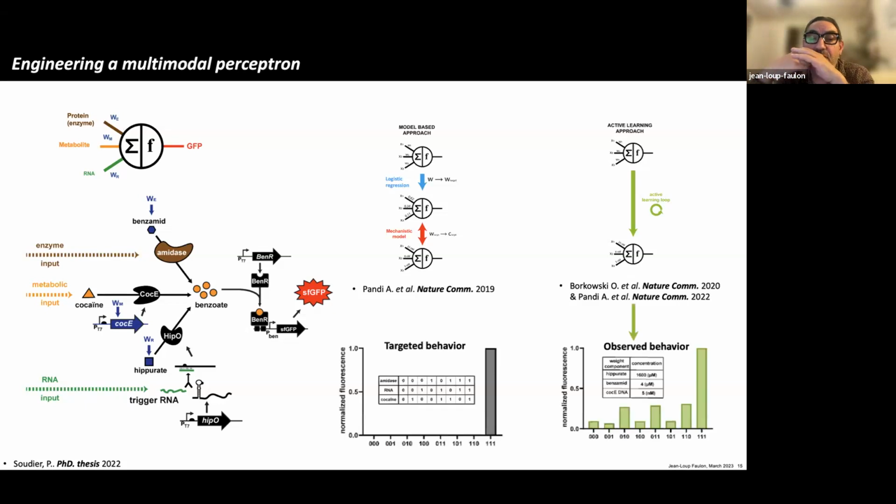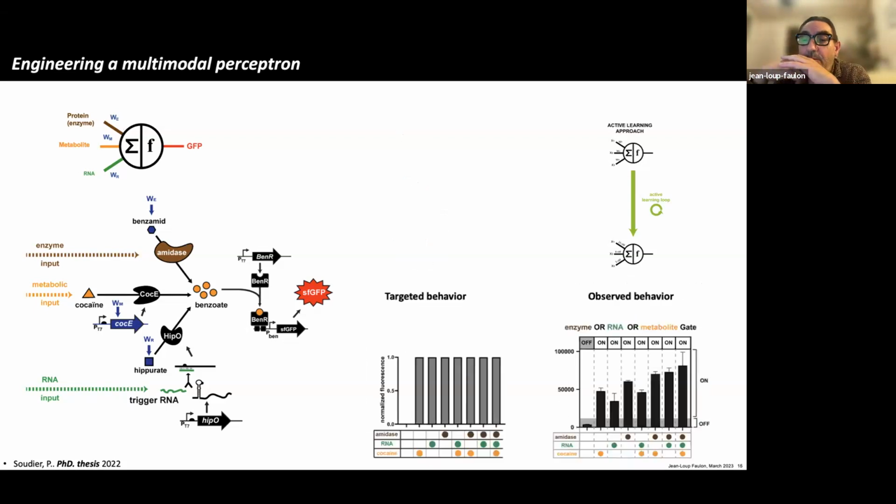Let's look at a simple targeted behavior, where this is an AND gate, and this is the observed behavior that we obtain after running the cycle a few times. This is another example. Now it's a full OR gate, and here again, the observed behavior matches the targeted behavior.